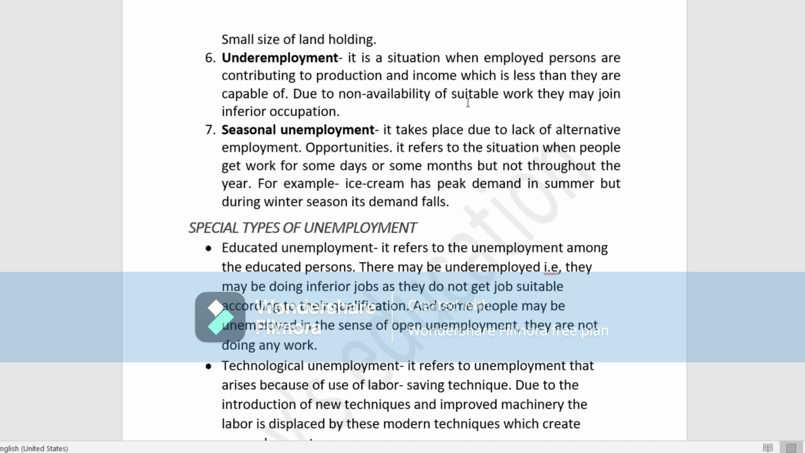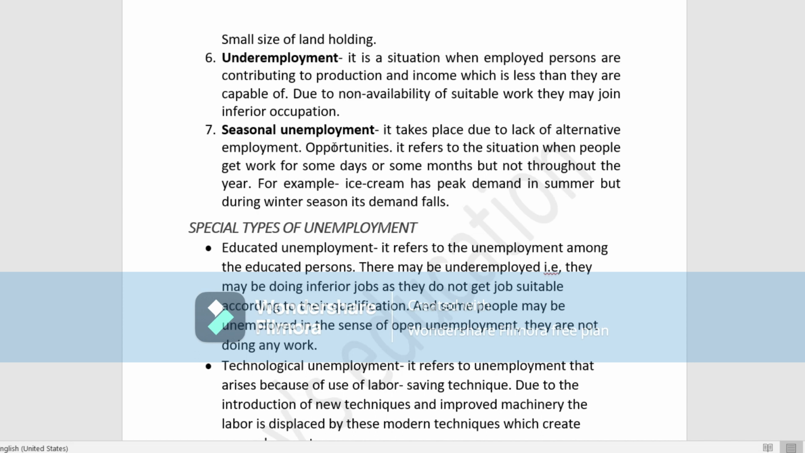Next is seasonal unemployment, number seven. What is seasonal unemployment? It takes place due to lack of alternative employment. This is also one of the reasons that, due to the lack of alternative employment, seasonal unemployment takes place. So it refers to a situation when a person gets work for only some days.